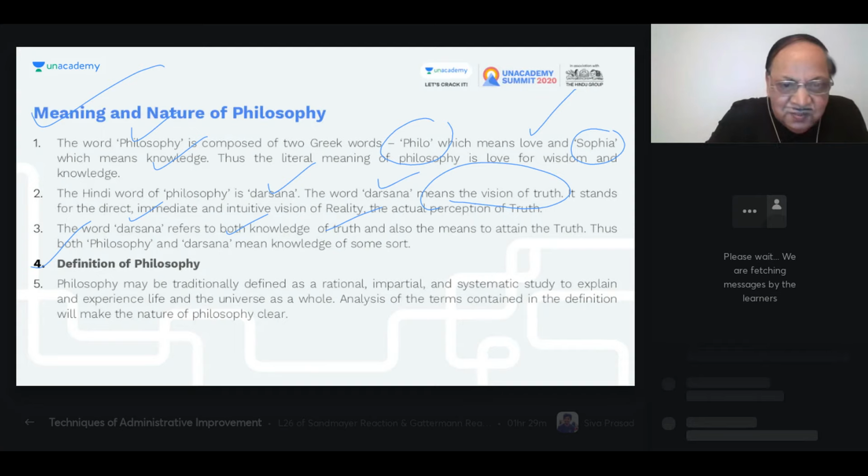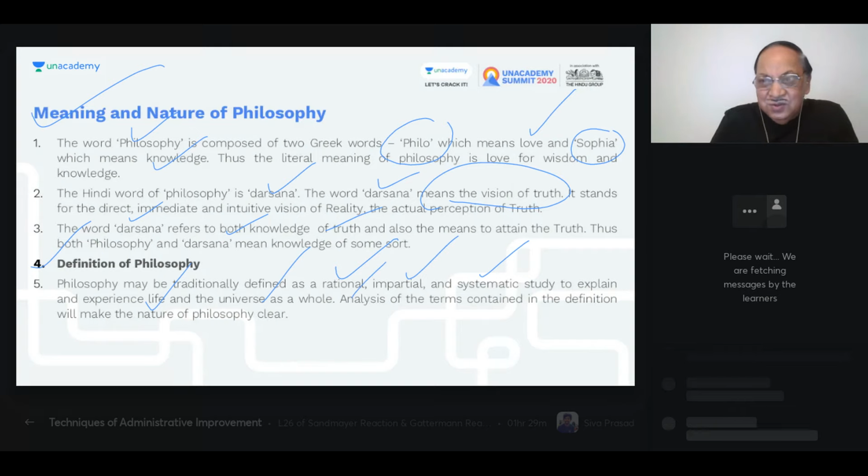The definition of philosophy is that philosophy is defined as a rational, impartial, and systematic study to explain the knowledge and experience of universe and life. So, as a whole, this is the definition of philosophy. Again, to repeat, listen carefully. Philosophy is defined as a rational, impartial, and systematic study of universe and life as a whole.